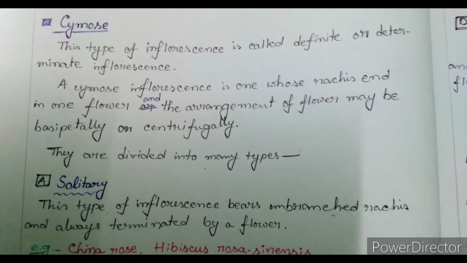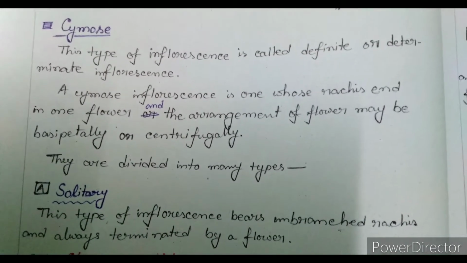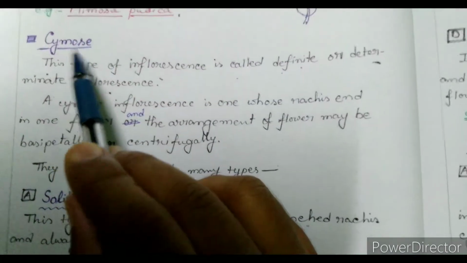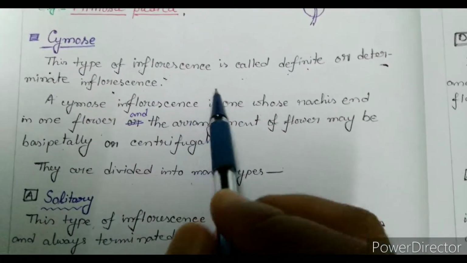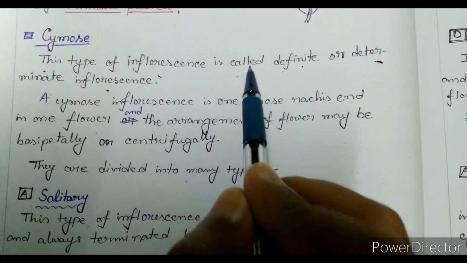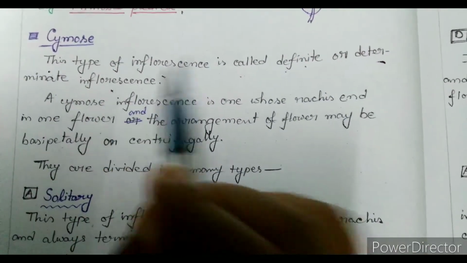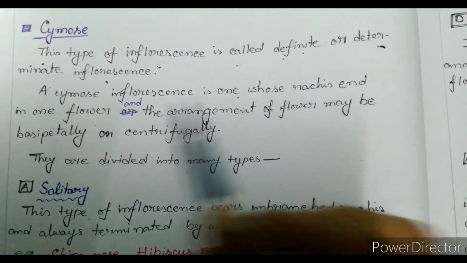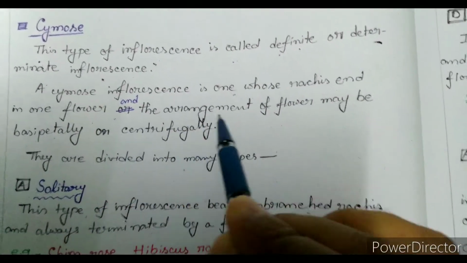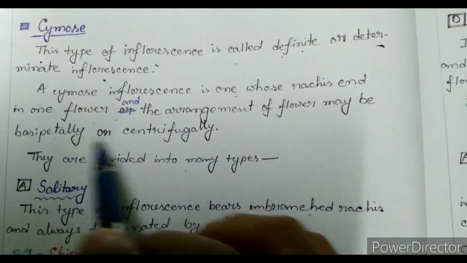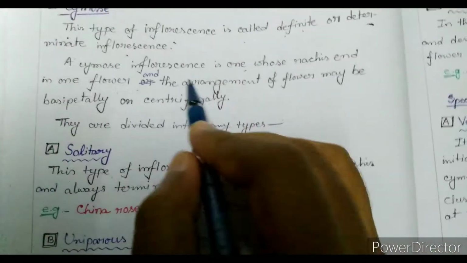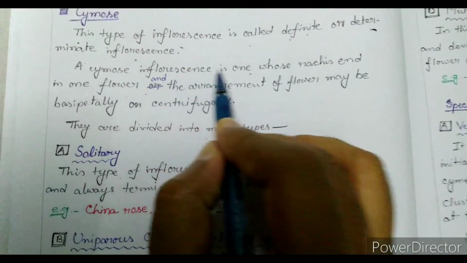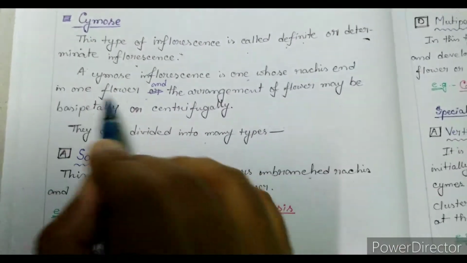Now today we started another type of inflorescence, that is Cymose inflorescence. What is Cymose inflorescence? Basically, this type of inflorescence is called definite or determinate inflorescence. A Cymose inflorescence is one whose rachis ends in a single flower, and the arrangement of flowers may be basipetal or centrifugal. So from the definition, one thing is very clear: a Cymose inflorescence is one whose rachis ends in a single flower.